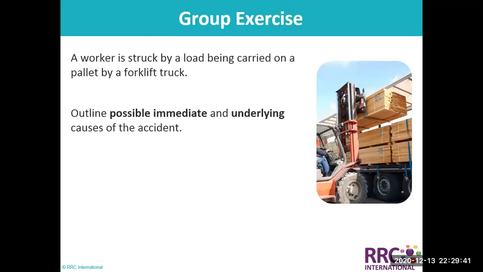Now, group exercise. A worker is struck by a load carried on a pallet by a forklift truck. Outline the possible immediate and underlying causes of the accident. Of course, we talked about immediate cause, looking at unsafe act, unsafe condition. Underlying cause, we're looking at maybe failure in management system. Management failed to carry out some things. Maybe there's no training procedure, there's no proper PPE, there's no risk assessment, and all what have you.